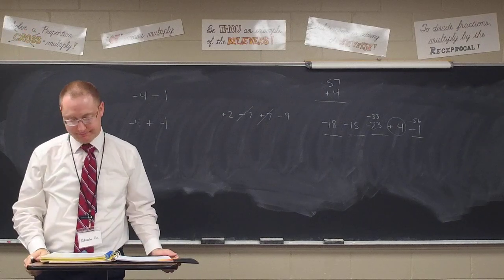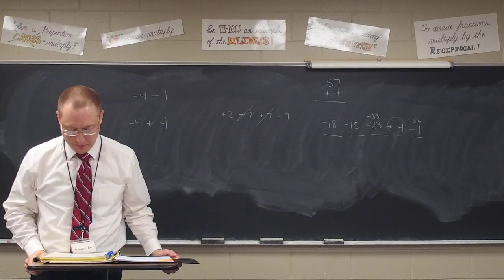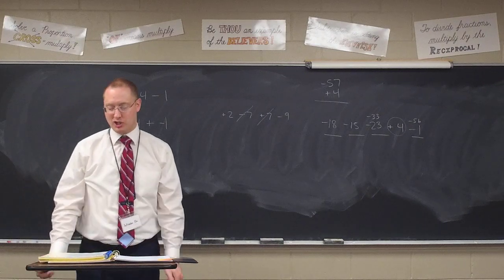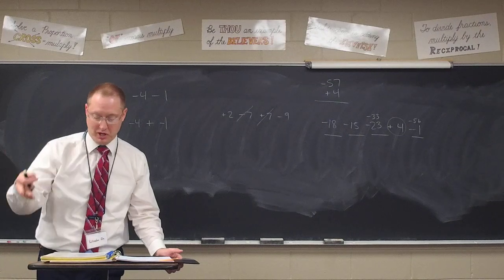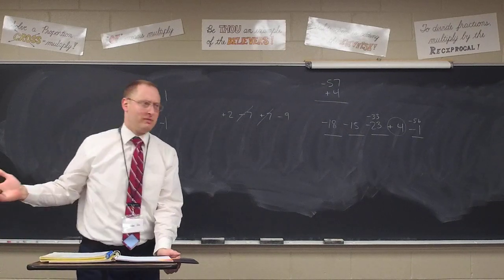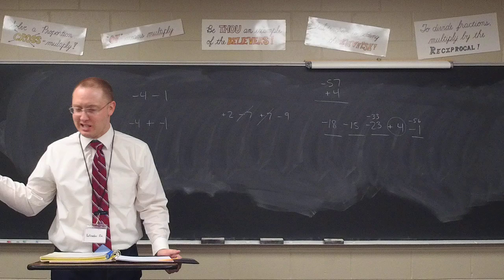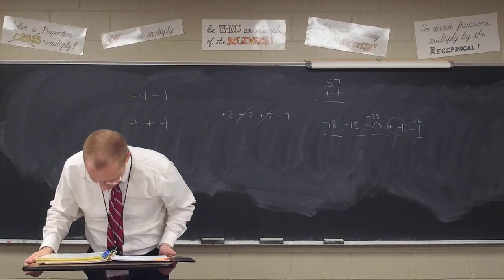Number 24, I ain't doing it. It says 4 minus negative 20. Michael, we need to change that to positive. 4 plus positive 20. In other words, 4 plus 20. Well, Chloe could do that. What's 4 plus 20, class? 24. 24.